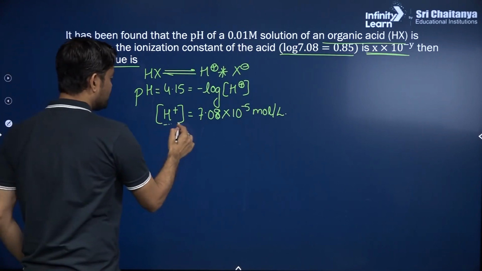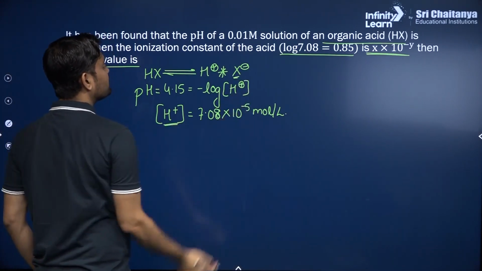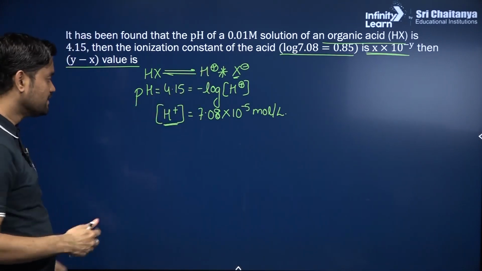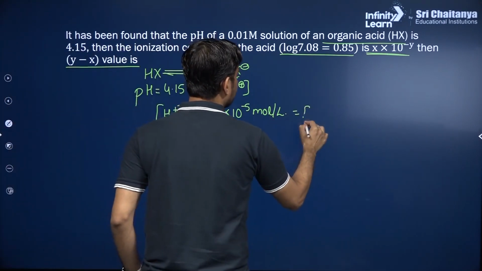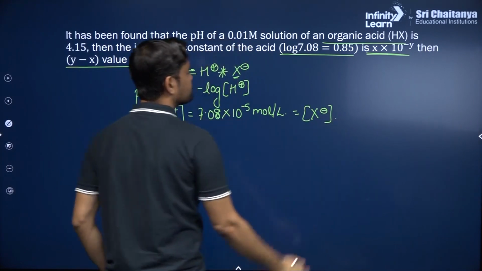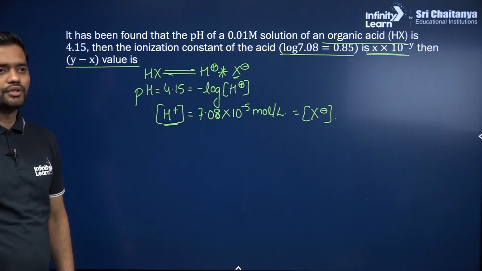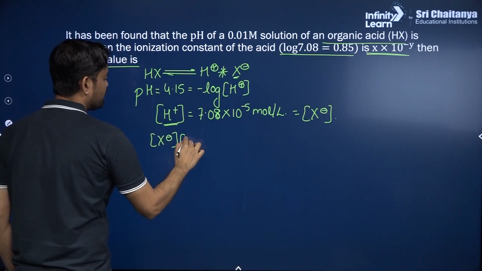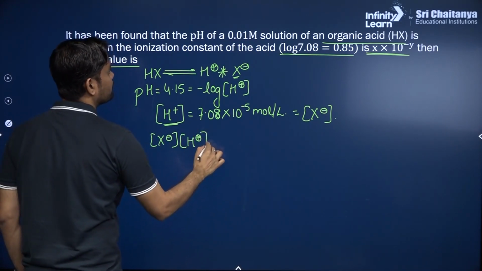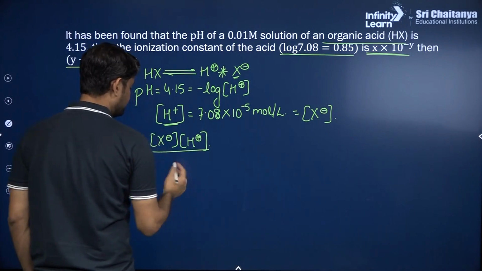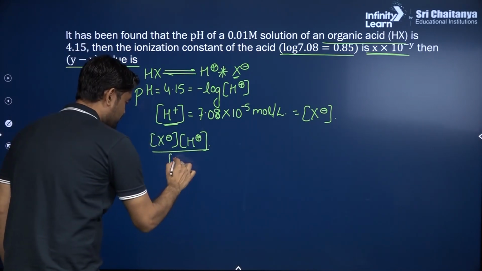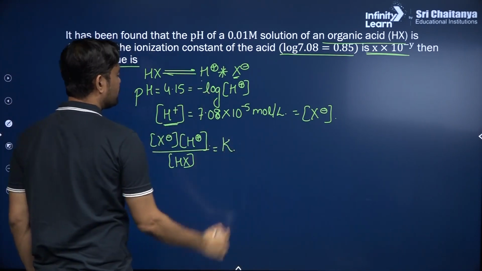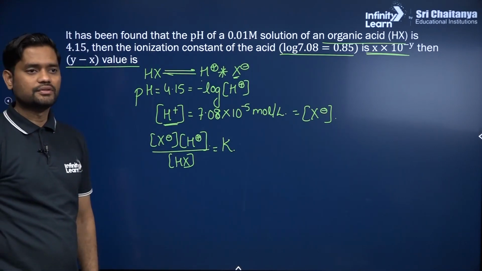Since the concentration of H plus ion is this, obviously the concentration of X minus ion will be the same. So we can write this concentration as the same. Hence, concentration of X minus ion into concentration of H plus ion, by concentration of HX, that is nothing but the acid constant, is equal to K, the dissociation constant. Clear?